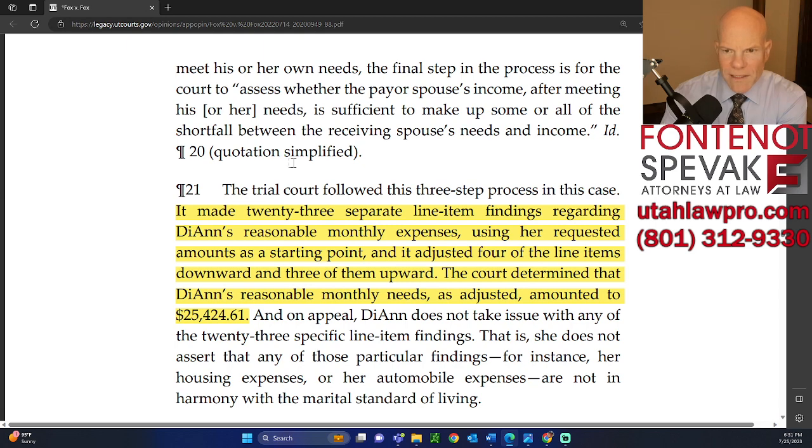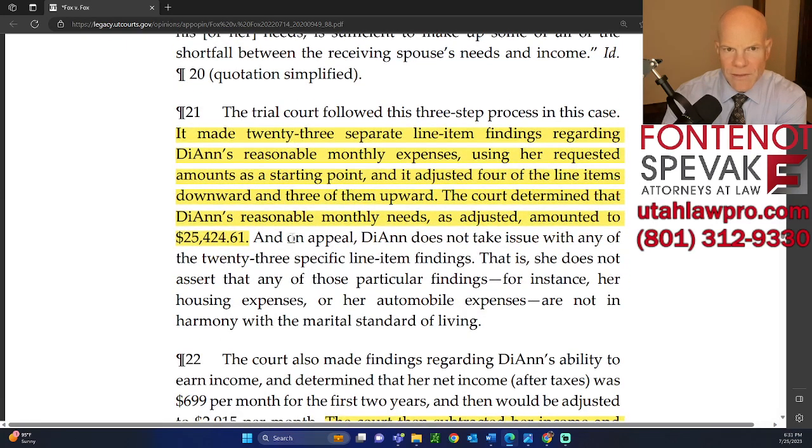So what the court did here, the trial court made 23 separate line item findings regarding Deanne's reasonable monthly expenses using her requested amounts as a starting point, and it adjusted 4 of the line items downward and 3 of them upward. The court determined that Deanne's reasonable monthly needs as adjusted amounted to $25,424.61. And again, Deanne really didn't have a problem with the findings that the court made. Deanne's problem was just over the approach.